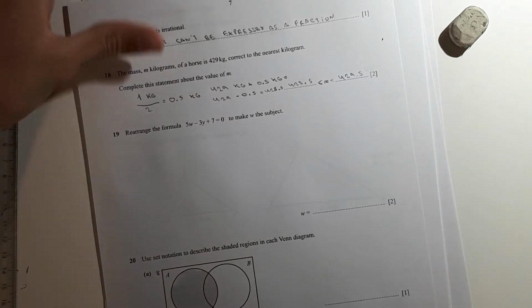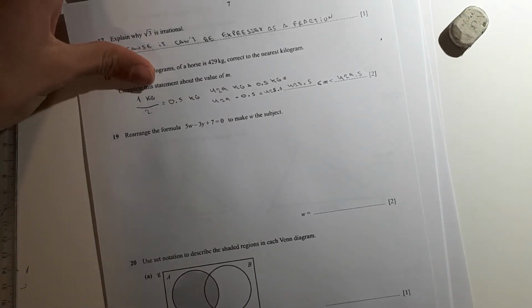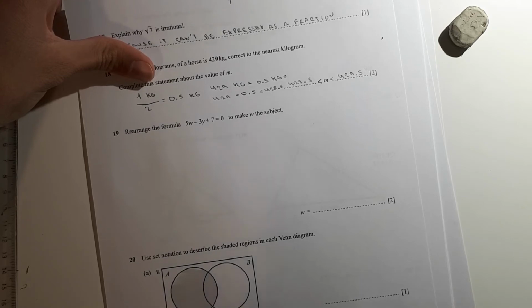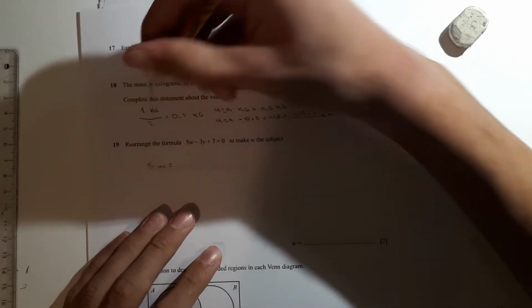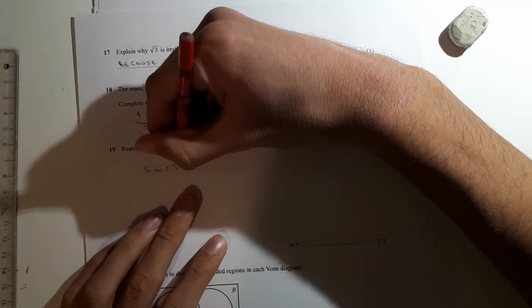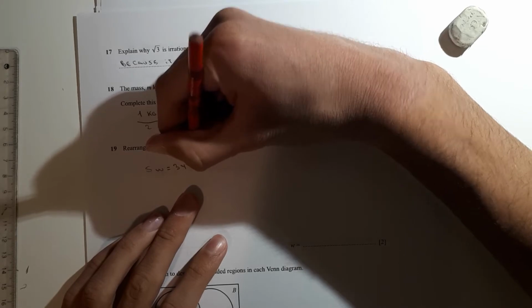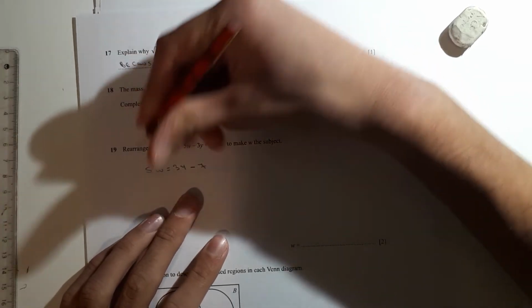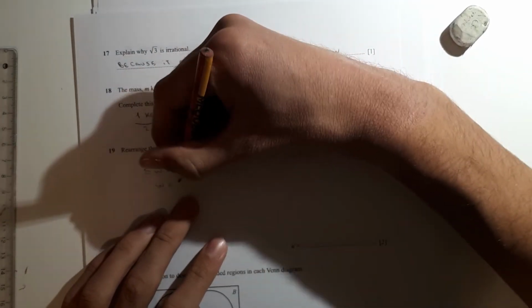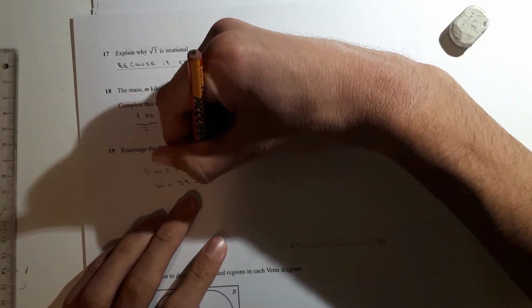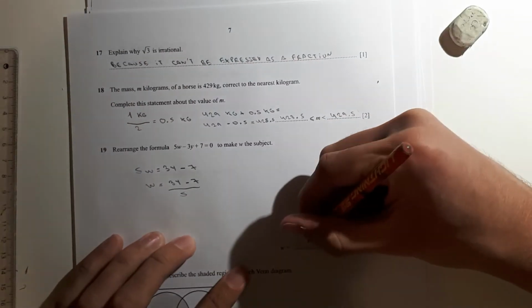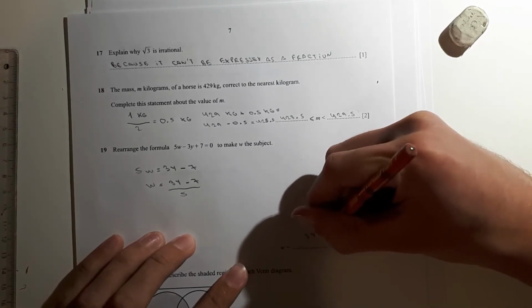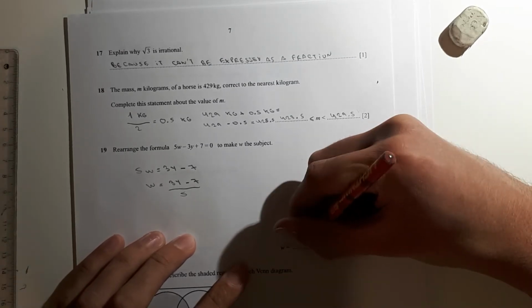Rearrange the formula 5w less 3y plus 7 is equal to 0 to make w the subject. So we're going to make this 5w is equal to 3y minus 7, and now w is going to be 3y less 7 divided by 5. So the result is this.